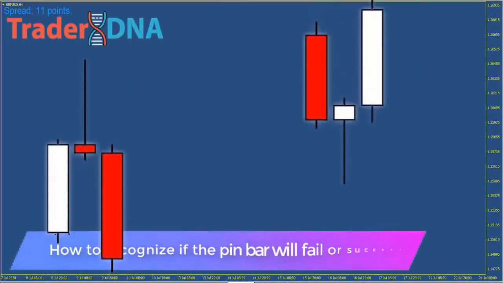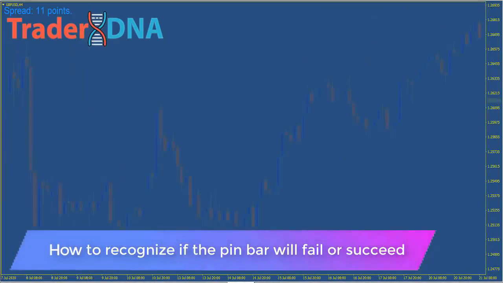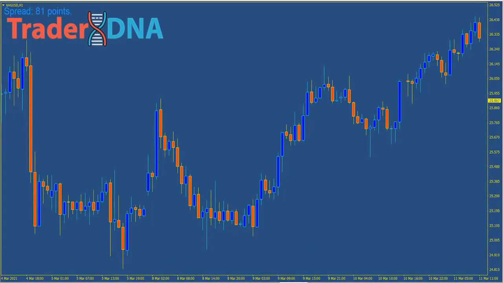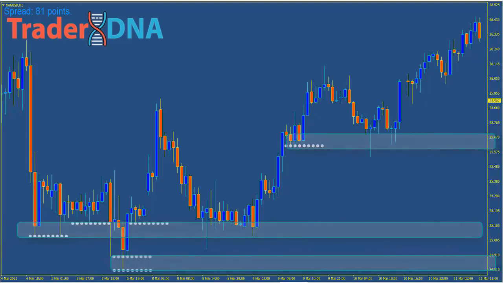How to recognize if the pin bar will fail or succeed. In order to be a valid tradable pattern, the pin bar must form near support or resistance levels and against those levels. This is a key point in trading pin bars. Many rookie traders will trade every pin bar candle they find, leading them to lose a lot of money. Pro traders will trade only valid setups with well-defined rules.